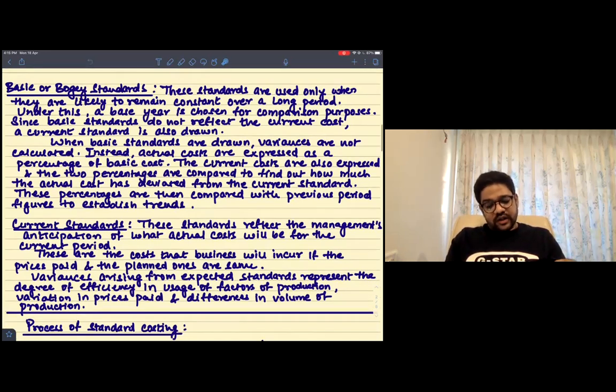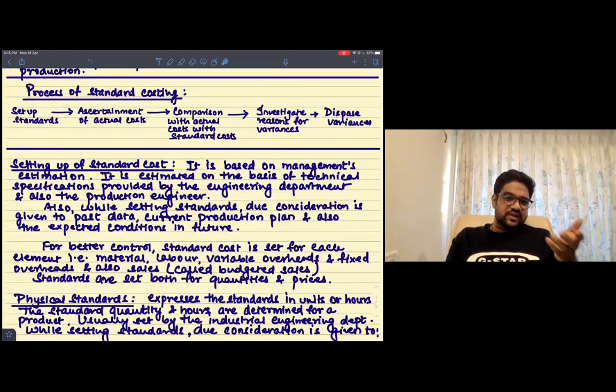Then we have the process of standard costing. This is very simple. You already know: set up standards, then ascertain the actual cost, compare it, then investigate, and then dispose the variances. Very, very simple. Something that you've been doing in the practical all this while.